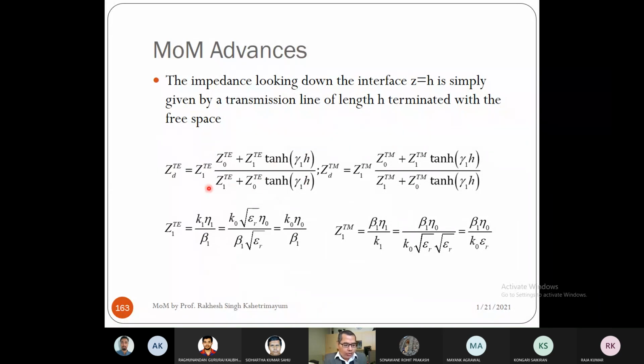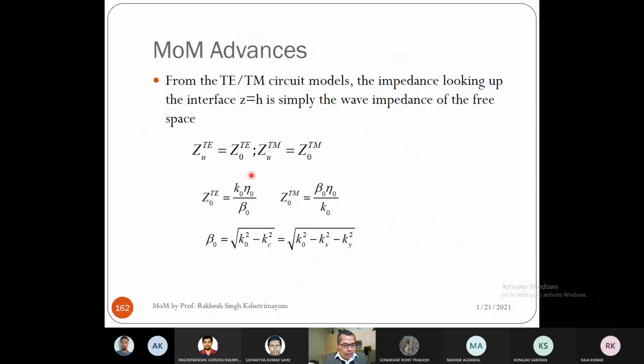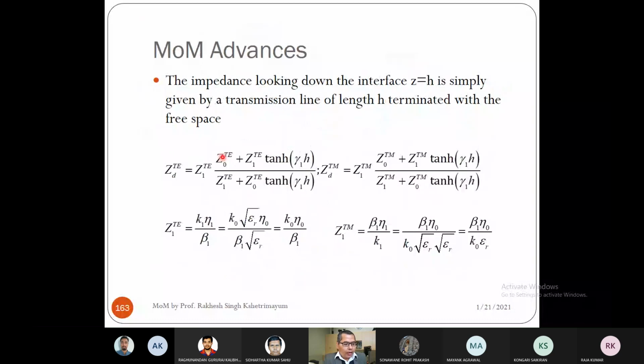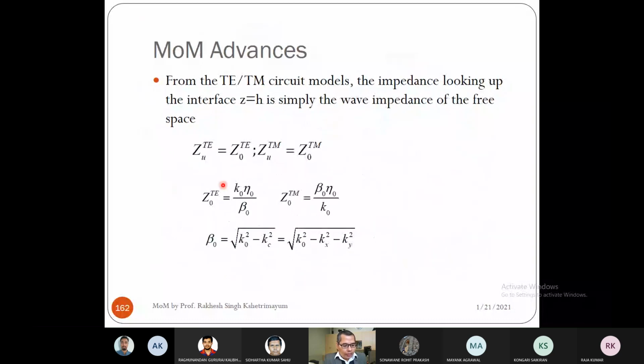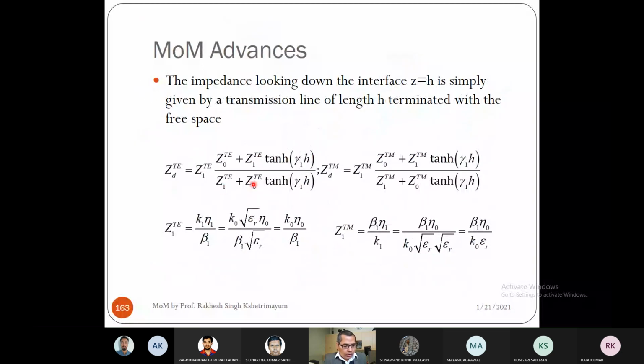So here, what is the load? Load is Z0T for the first case. I will just replace it. Load would be Z0T. What is the characteristic impedance for this case? Z1T. So I have the standard formula. I just replace the characteristic impedance by Z1T and the load by Z0T.